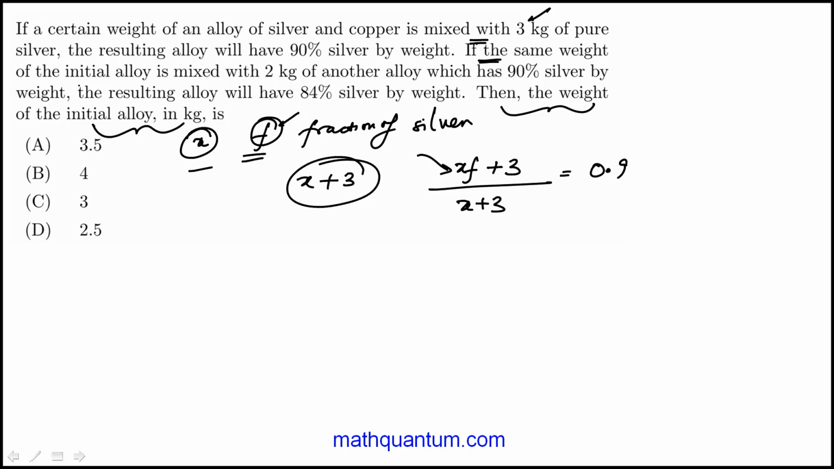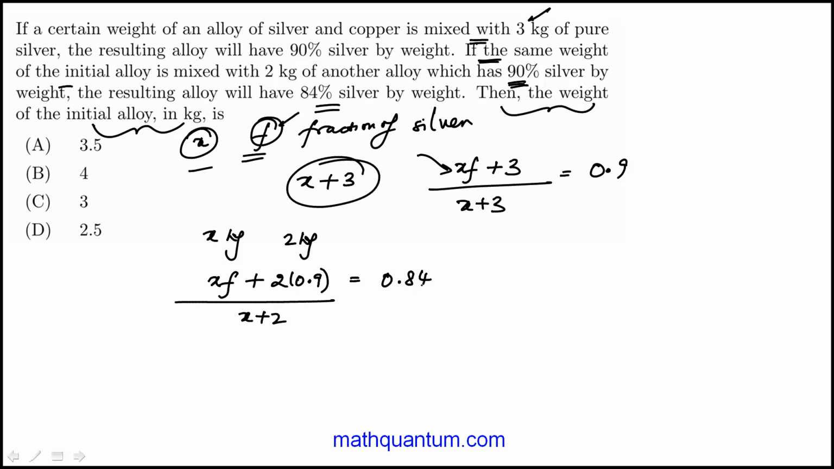In the second one, if the same weight of the initial alloy is mixed, so again we're taking x kilograms with 2 kilograms of another alloy, now we have a total of x plus 2 kilograms, and that has 90% silver. So the amount of silver would be xF plus 2 times 0.9, and the result is that we end up with 84% silver. So this is the fraction of silver, and that's the total amount of silver. So these are my two equations, and we can use that to figure out what x is.